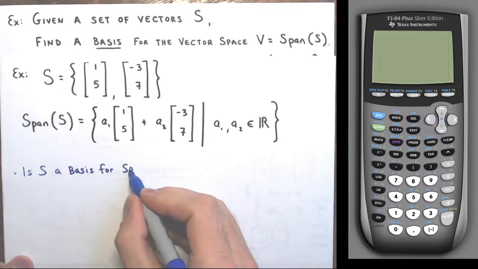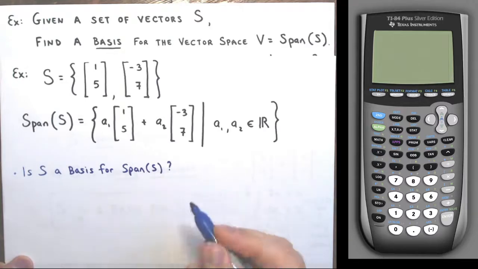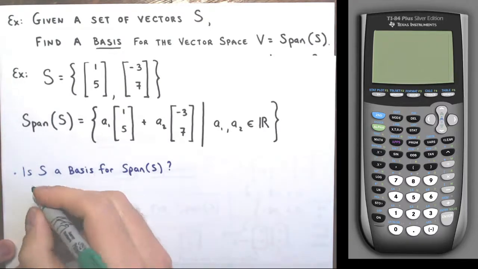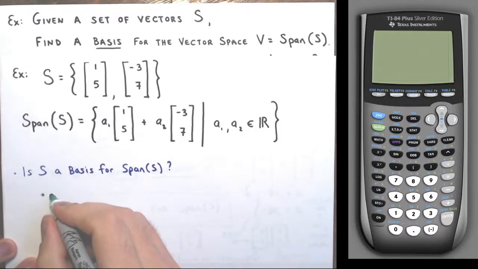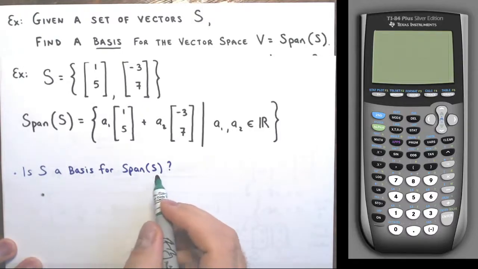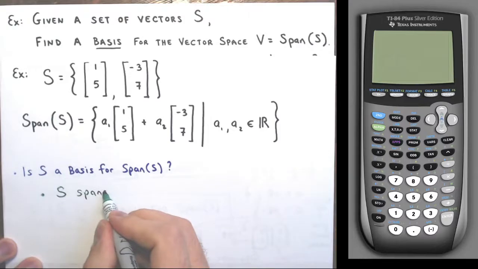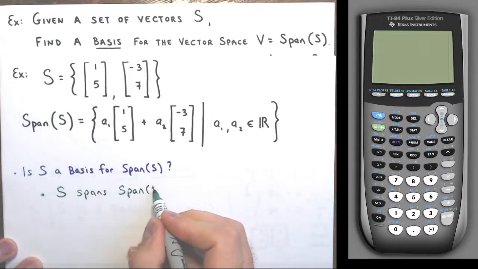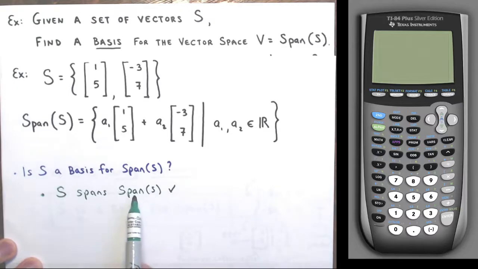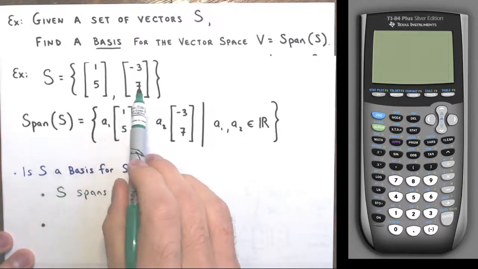Again, I don't need to check the first statement, what does S span? The span of S, yes, by definition it does. S spans the span of S clearly, because by definition every vector in the span is a linear combination of the vectors in S. So the only thing I really need to check is, is the set of vectors in S linearly independent?